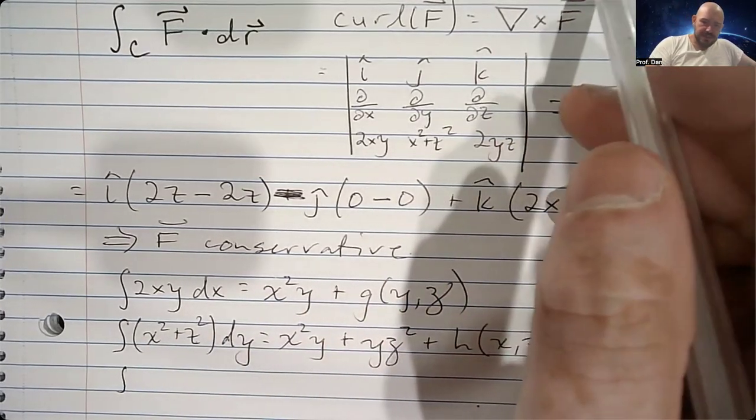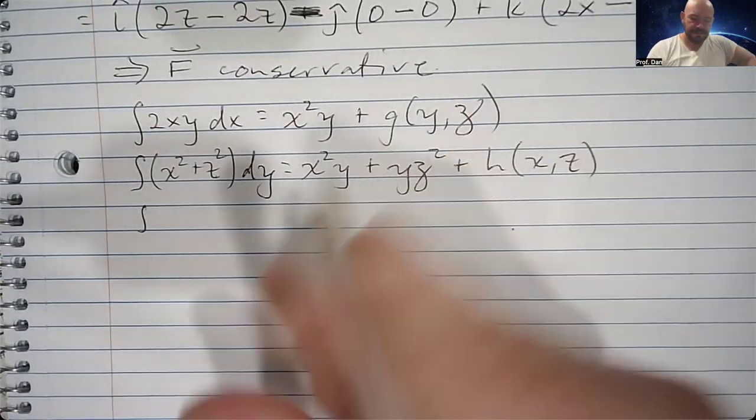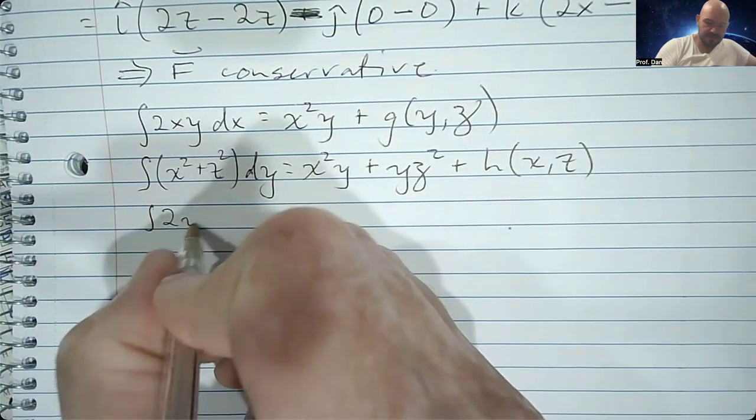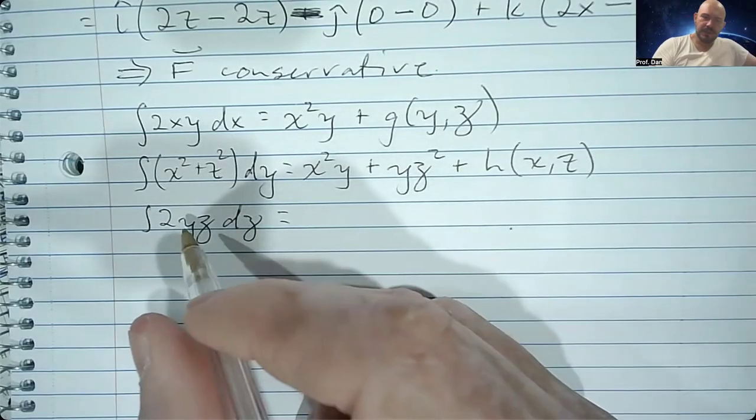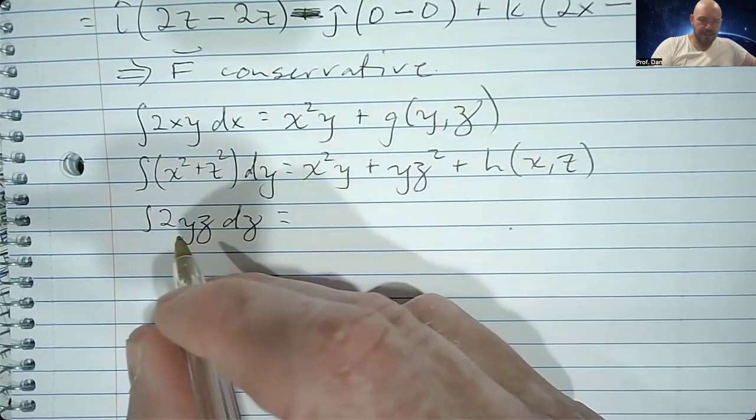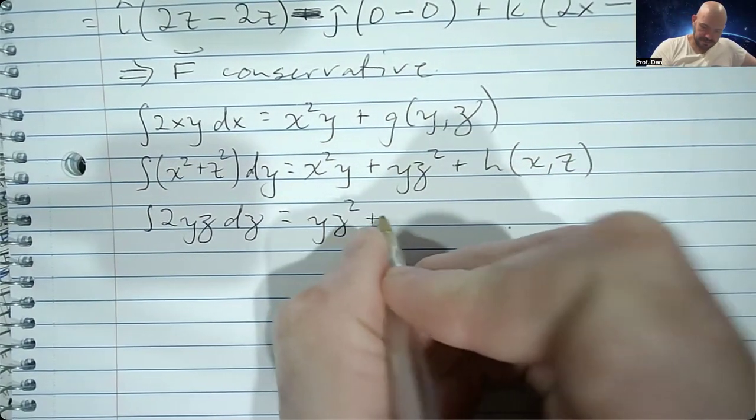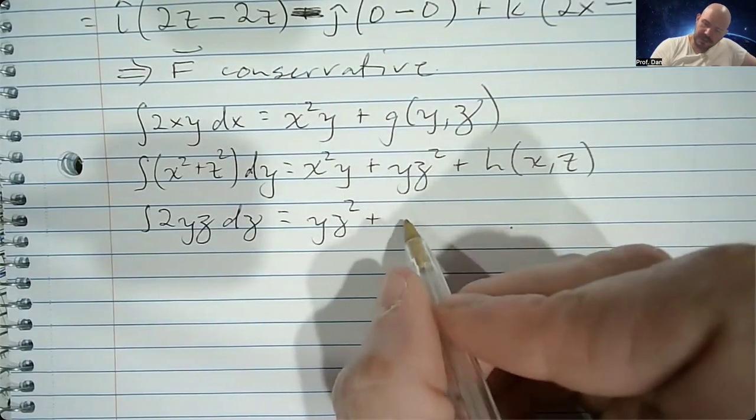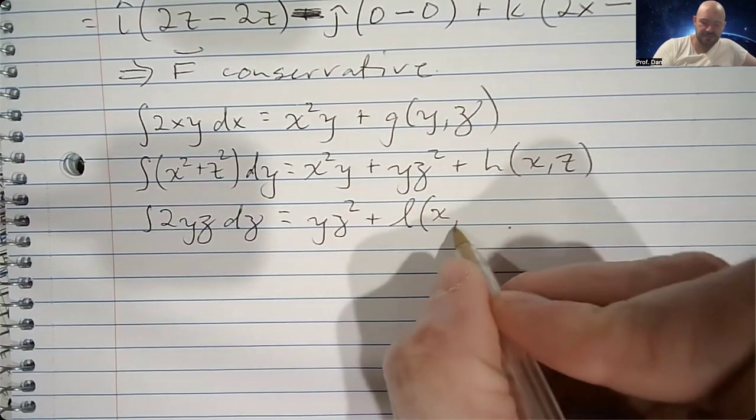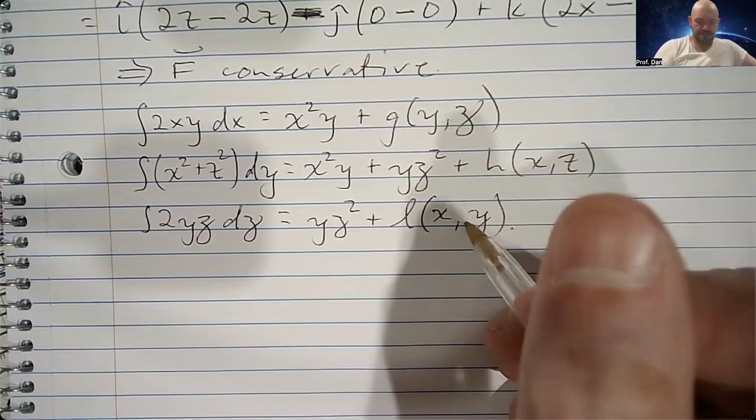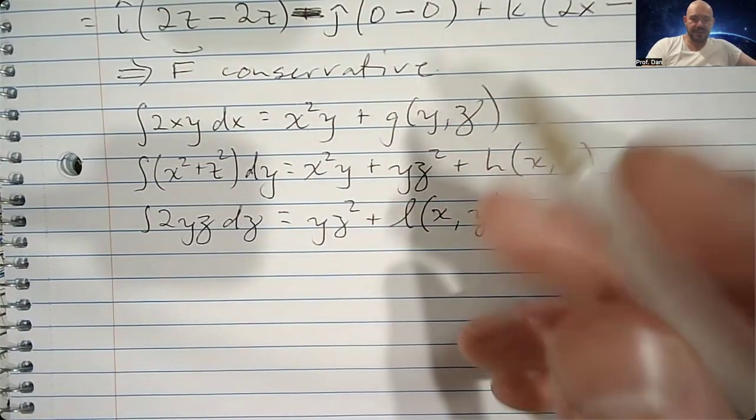And then lastly, we have to do the same with our z component. So we're going to take the integral of 2yz with respect to z. That's going to give me yz squared, right? 2yz squared over 2, the 2's divide, plus perhaps some function that involves the variables that are not z, which we already know is going to be the x squared y. So looking at this, we get all the terms that involve x, y, and z.